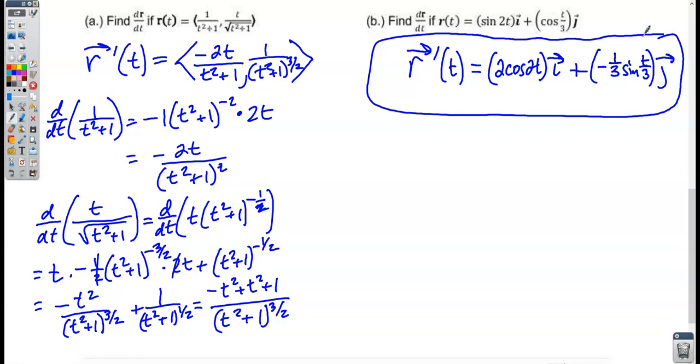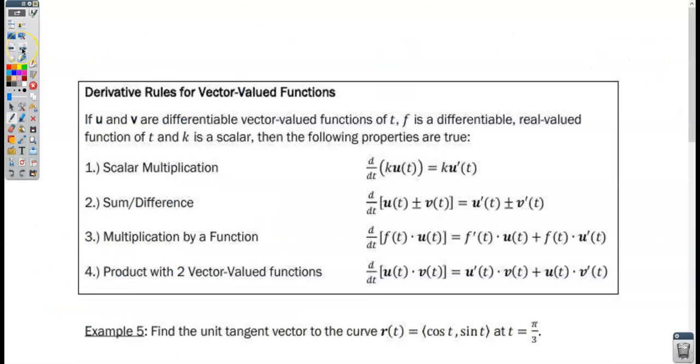All right. On to the next page. Here are some helpful rules for taking derivatives involving vector-valued functions. If u and v are differentiable vector-valued functions, and f is a differentiable real-valued function of t, and k is a scalar, all these properties are true. We've got scalar multiplication, kind of like our constant multiple rule for derivatives. The derivative of a constant times a vector-valued function is equal to the constant times the derivative of the vector-valued function, which of course we just saw is going to be another vector-valued function. We can write it in component form.